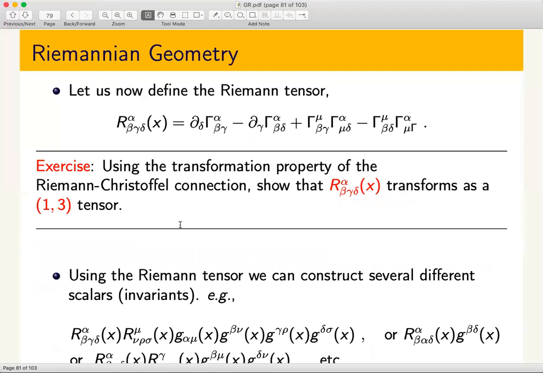So we will correct the whole thing later, but right now we have the equation right. R alpha beta gamma delta is written as partial derivative with respect to x delta of gamma alpha beta gamma, minus partial derivative with respect to x gamma of gamma alpha beta delta, plus gamma mu beta gamma gamma alpha mu delta, minus gamma mu beta delta gamma alpha mu gamma.